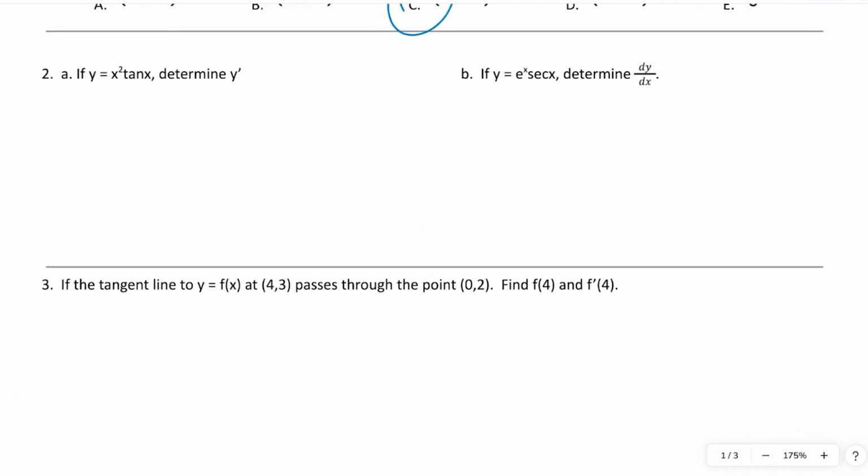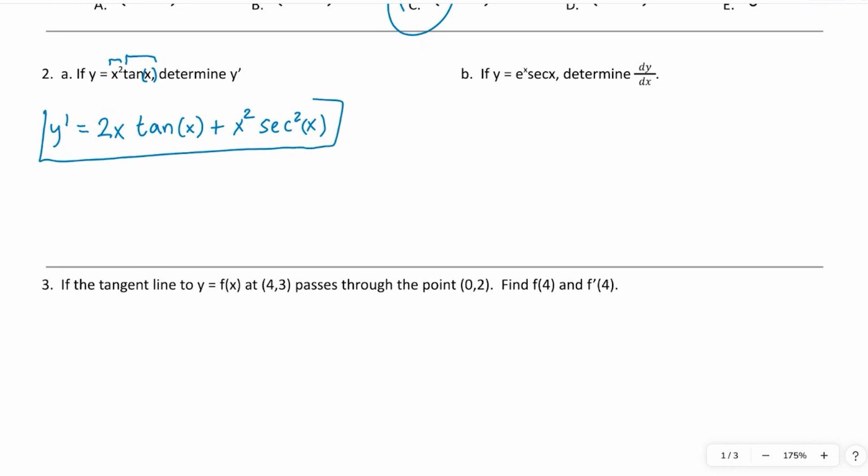Number 2, if y is x squared times tangent of x, determine the derivative of y. I'm going to put little parentheses around that x. So we need to find the derivative of y. And here we've got a product of two functions. So we're going to use the product rule. So y prime is going to be the derivative of the first, which is 2x, times the second function, plus the first function, x squared, times the derivative of the second. So this is one of the new derivatives that we uncovered today. The derivative of tangent x is secant squared x. So that's our answer.